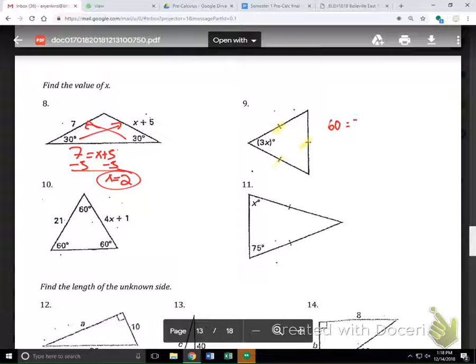So we have 60 equals 3x. Divide by 3. x equals 20. So you get that by 180 divided by 3. So you have 3 angles the exact same. So 180 divided by 3 gives you 60 degrees.